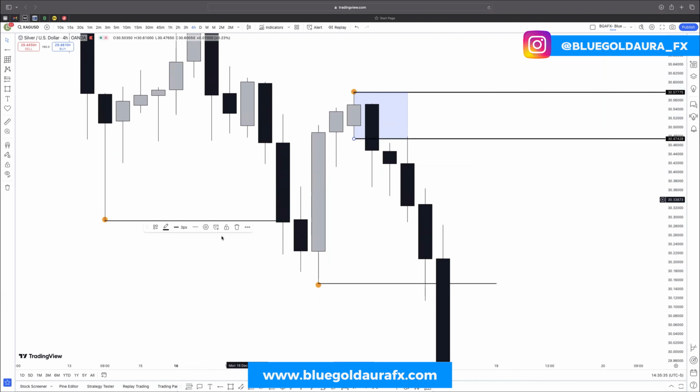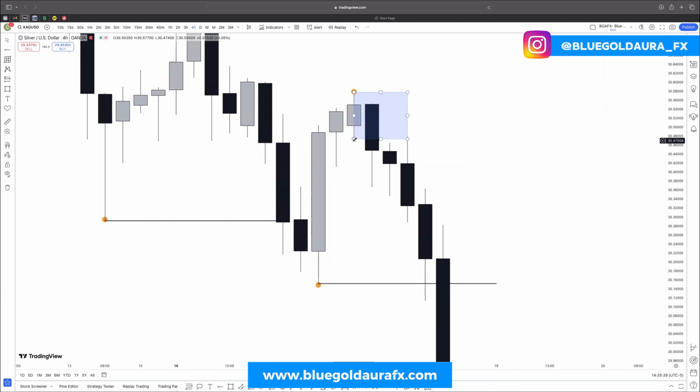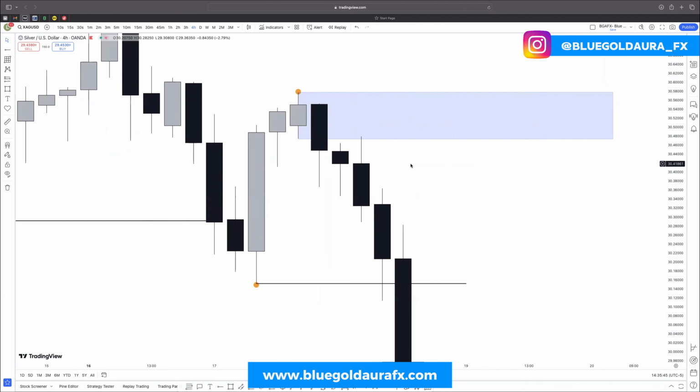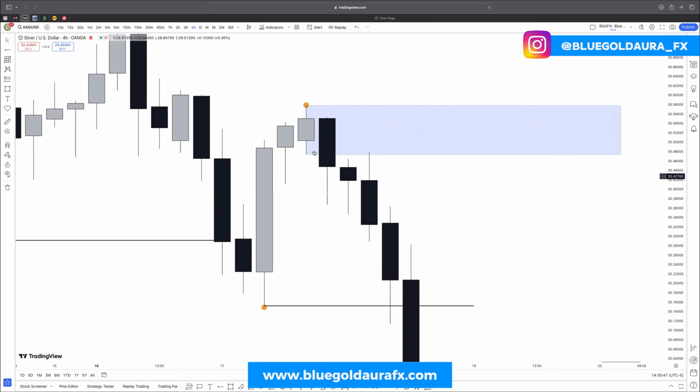Secondly, after you're done with this, the second way that I've showed you guys is to just mark the low point to the high, something like this, as a rectangle or this zone. This is actually my favorite, right? To just mark it like this.